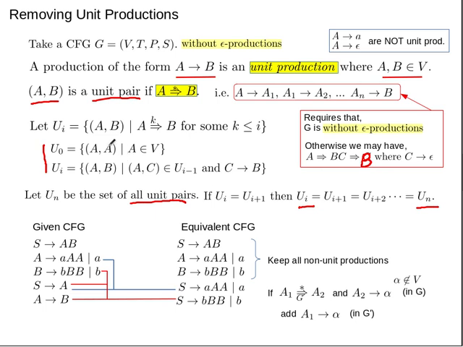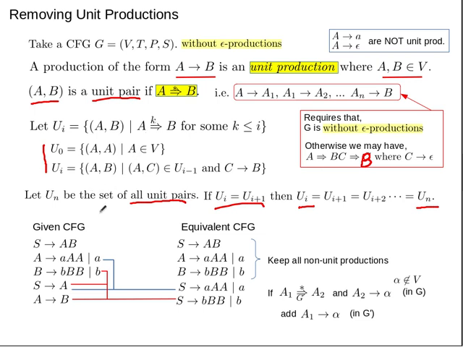So how do we find this thing? We start with u0, and from ui we keep finding ui plus 1 using just a simple step. And the moment we stop getting any new pair, we know that we have got all the pairs. Okay.